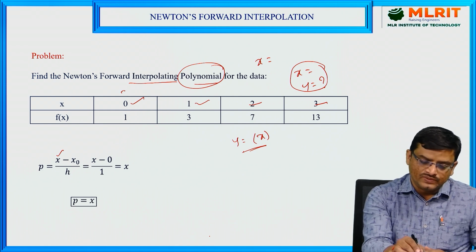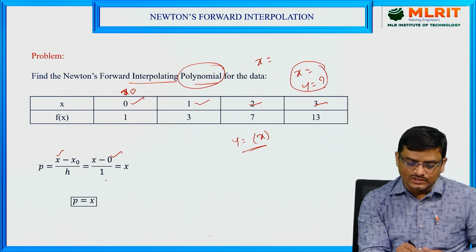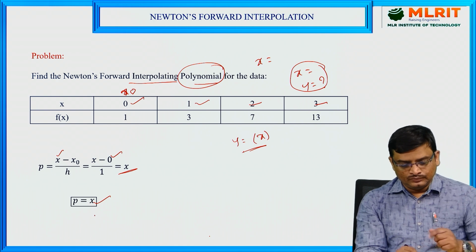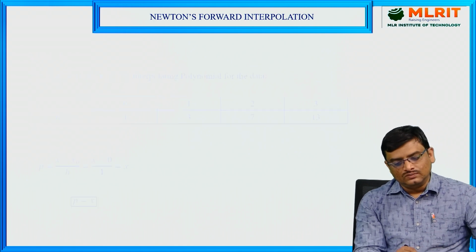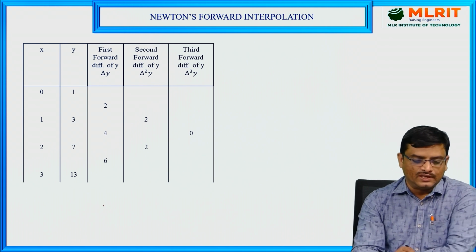And as we discussed earlier, this x naught value is equal to 0. So we have taken x naught equal to 0. Now we got p is equal to 0. Okay. Now as usual, construct the forward difference table. This is our forward difference table for the given values of y.